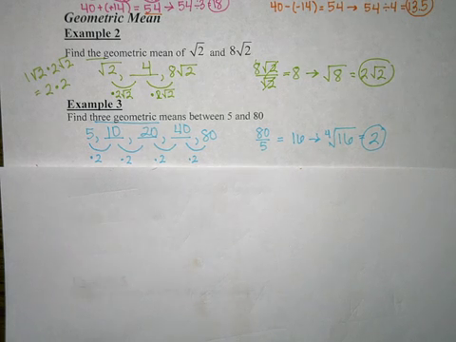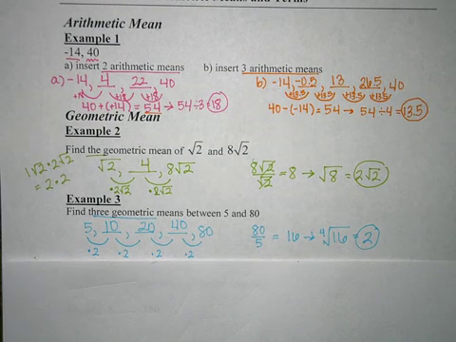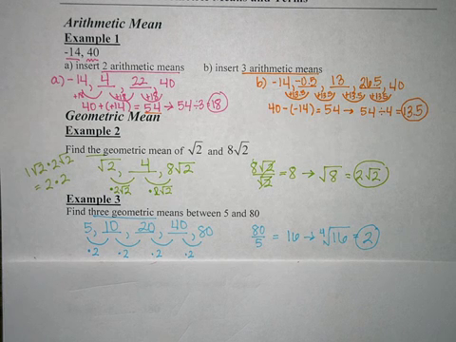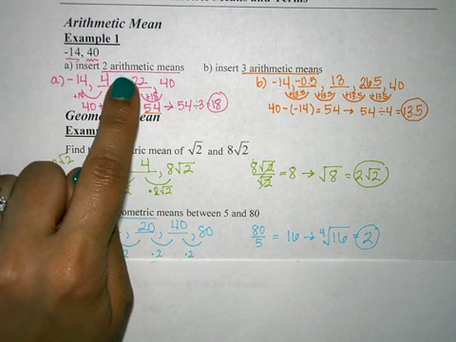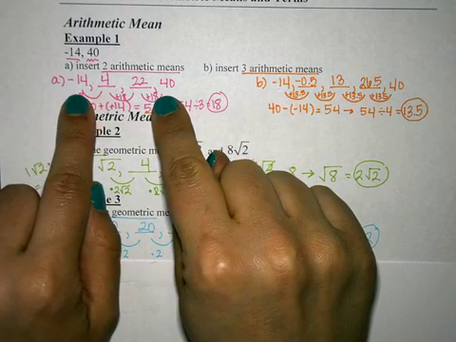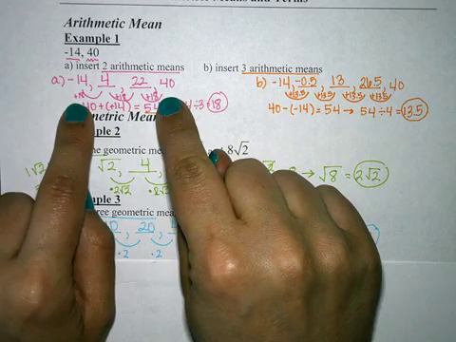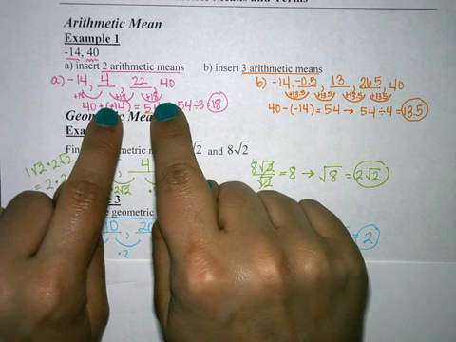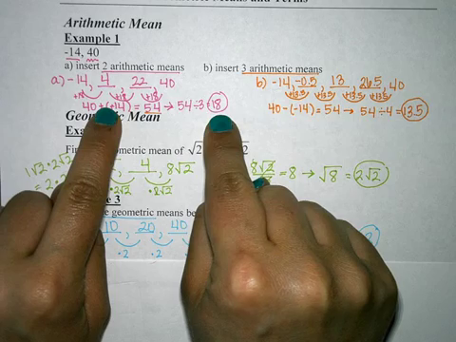So the steps for both of these, arithmetic and geometric means, are basically the same. We just have to alter the operation depending on what it is we're doing. So arithmetic means mean that I am adding the same number each time. So I subtract the first and the last term to determine how many terms are in between, and then I divide by how many times I'm adding that same number. And that will give me the number that I add each time.